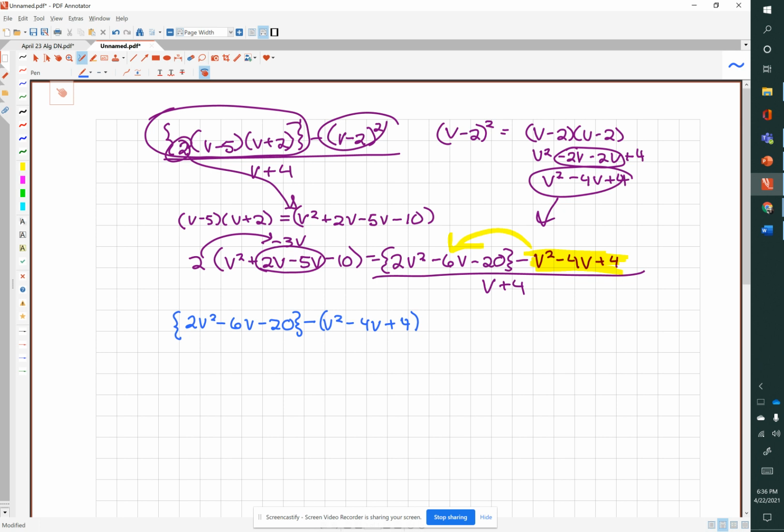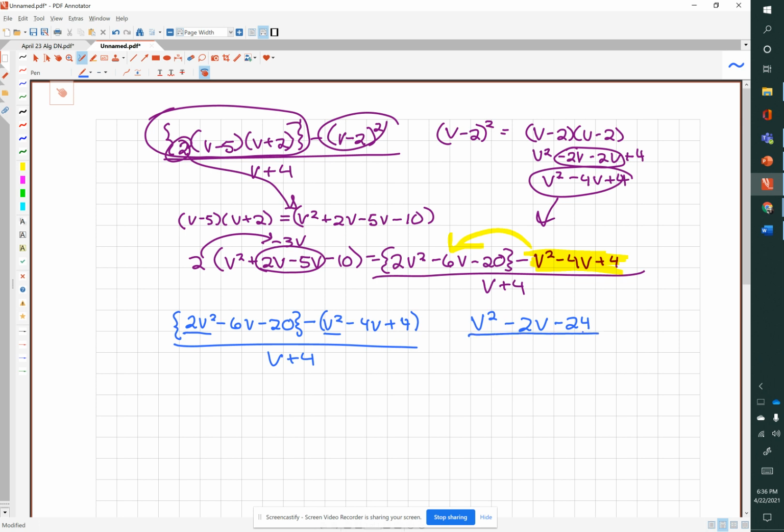So, okay, remember, we're subtracting. So 2v squared minus v squared is v squared. We'll get to the denominator later. I can write it down, but we'll get to that later. Just working with the numerator. Negative 6v minus negative 4v, remember that's a not, so that's negative 6v plus 4v, which is a negative 2v. Negative 20 minus 4 is negative 24.